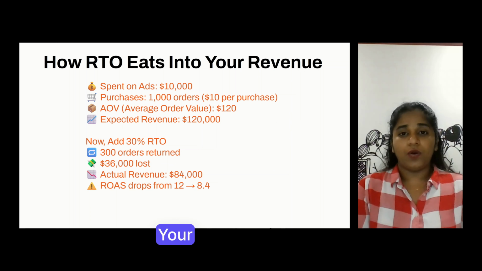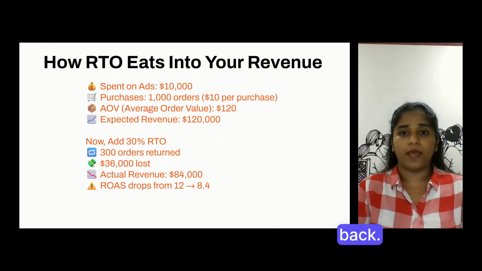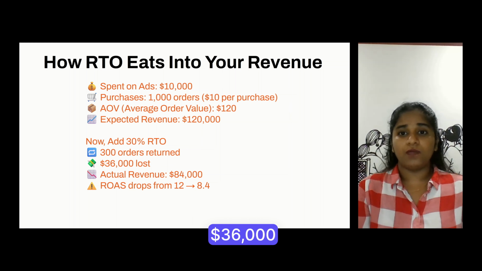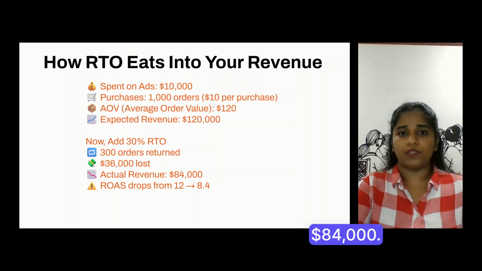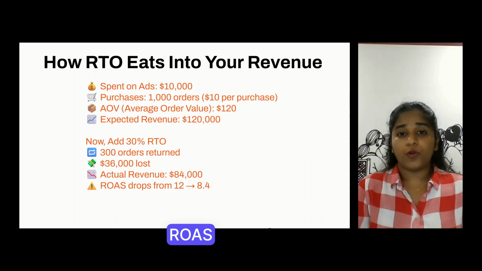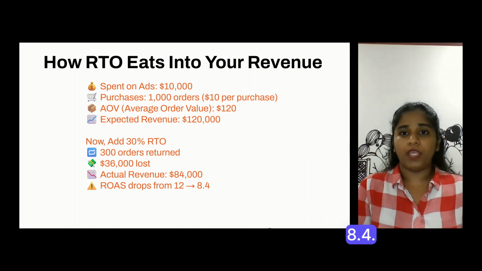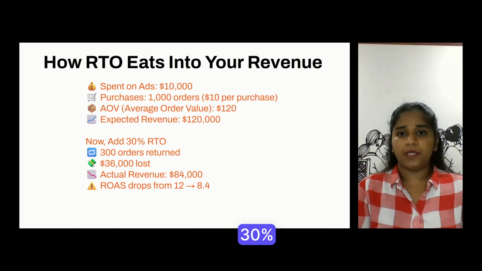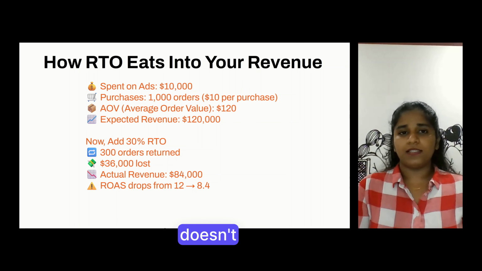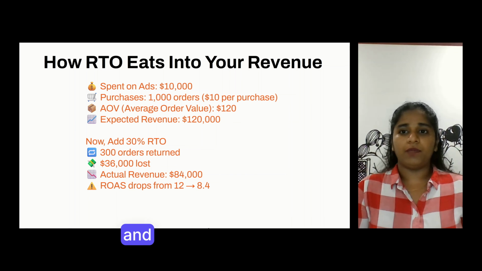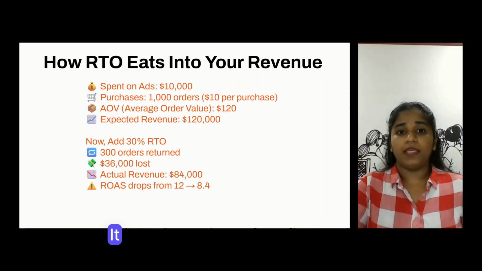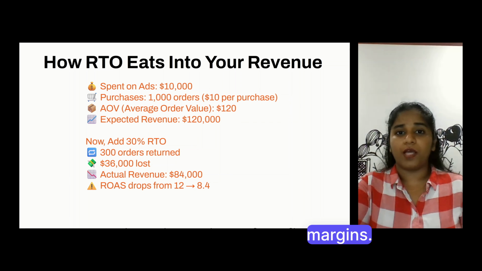But wait, your RTO rate is 30%. That's 300 orders that bounce back. That's $36,000 gone. Your actual revenue now is $84,000. So your ROAS drops from 12 to 8.4. That's a 30% cut. And this doesn't even account for shipping returns, restocking, customer support time, and potential product damage. It is a silent killer of profit margins.